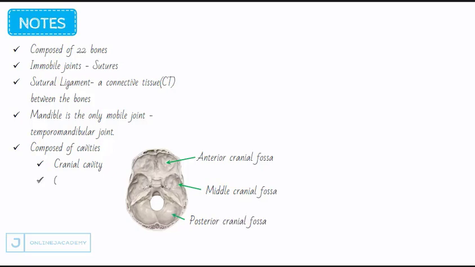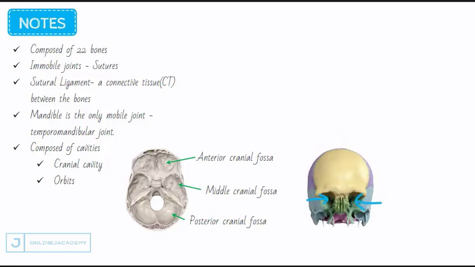We also have the orbits, right? Like here, you can see the orbits. It's where your eyes are. So when you hear orbits, think of your eyes. And we also have the nasal cavity, think of your nose. And we have the oral cavity, think of your mouth. And we have what we call the paranasal sinus, abbreviated as PS.